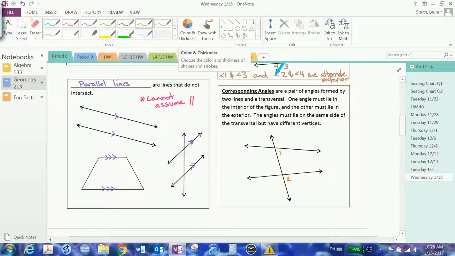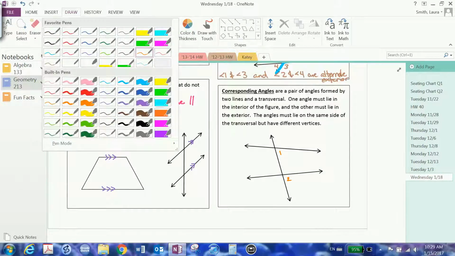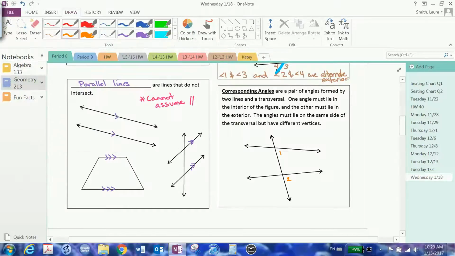So I'm going to draw in the corresponding angles. Okay, so notice that these two angles are on the same side of the transversal. They're both on the right side of the transversal. One's in the interior space and the other's in the exterior space.